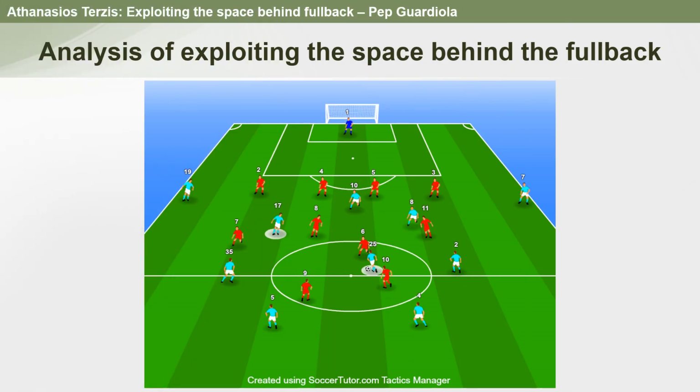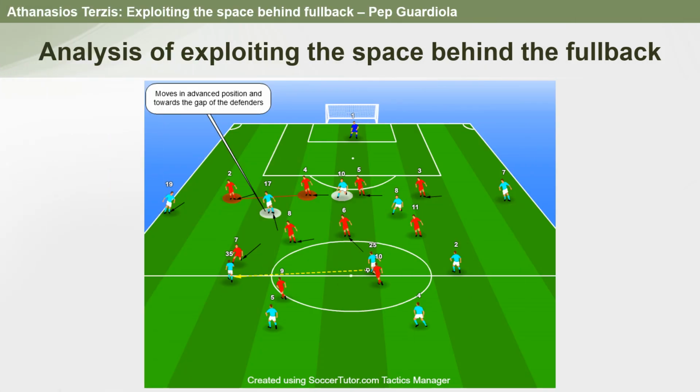Let's move now to analyze the specific pattern of play during which the attacking midfielder is the player who attacks the target area behind the fullback. On this diagram we can see the ball is in number 25's possession, while the defending team creates a defensive triangle in the midfield line. The attacking midfielder number 17 is in a relatively low position.